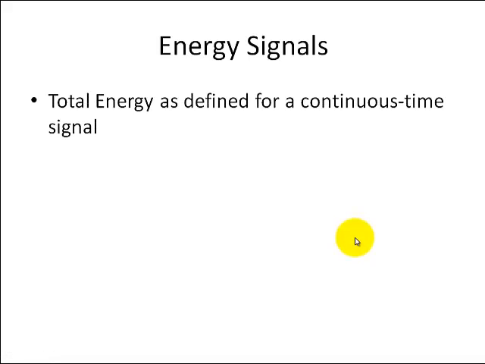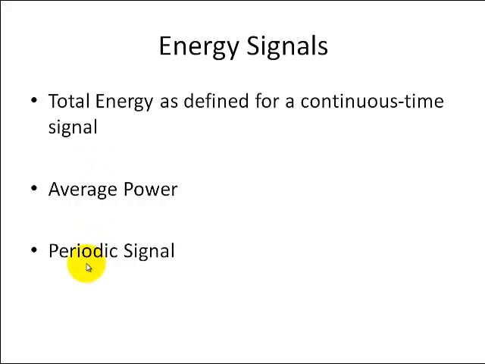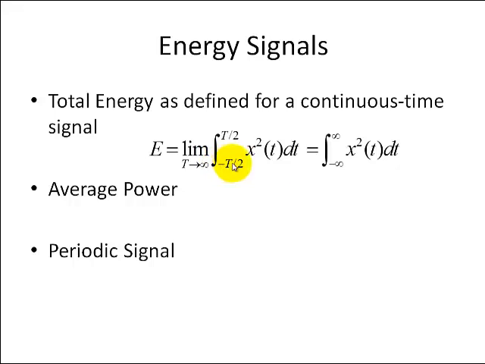Now we're going to take a look at energy signals, total energy as defined for a continuous time signal. And we'll see how the average power is based on this total energy, and that periodic signals are associated with average power. Now the total energy is defined as E equal to the limit as T approaches infinity of the integral from minus T to T of x squared of t dt, or more compactly, we replace the limits with minus infinity and positive infinity.